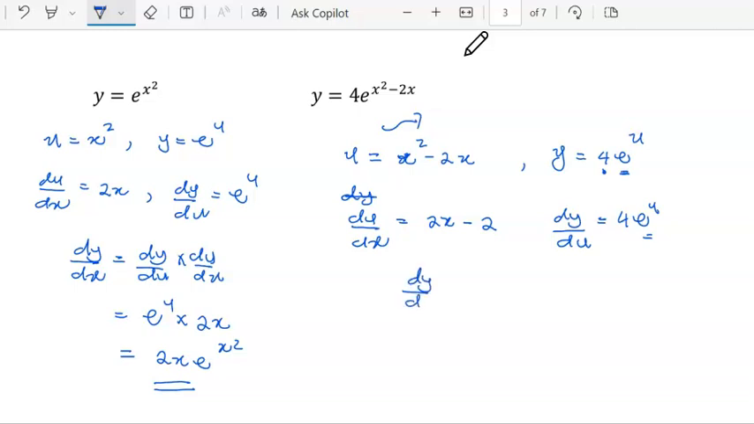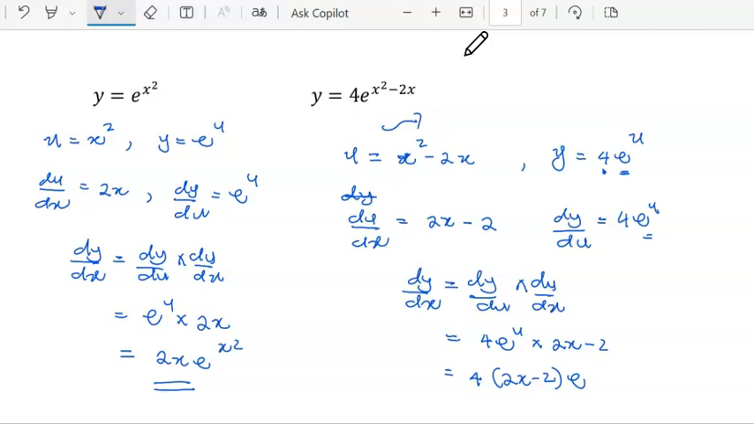So dy/dx is equal to dy/du multiplied by du/dx. So I have dy/du, which is 4e to the power of u, times du/dx, which is 2x minus 2. That means you can write your answer as, I can open the bracket or I can just leave them in the brackets. Whichever way I do it, it is okay: (2x minus 2) times 4e to the power of u, where u is x squared minus 2x.